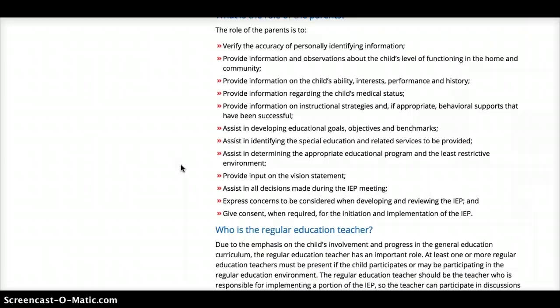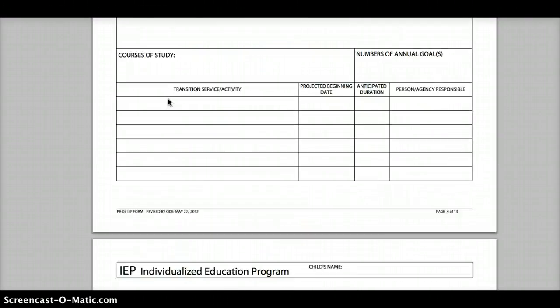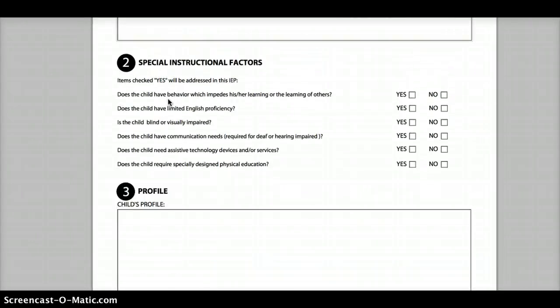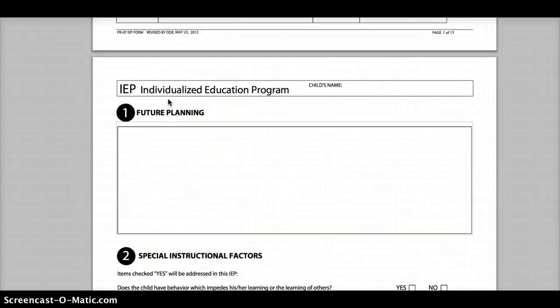You can also help with determining if you would like to continue therapies such as speech or occupational therapy or physical therapy. You also give me a future planning section of the IEP. So you tell me your hopes and dreams for your child, what you want him to accomplish while he is in school.